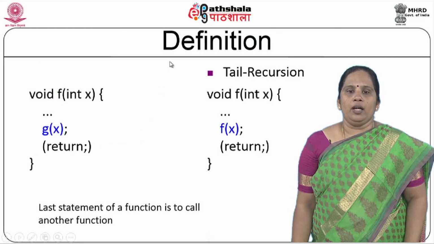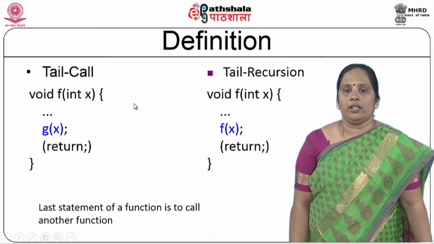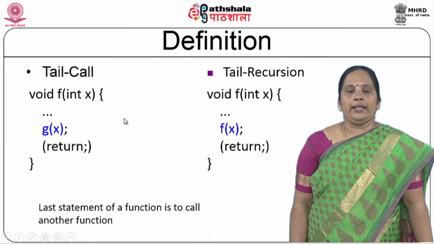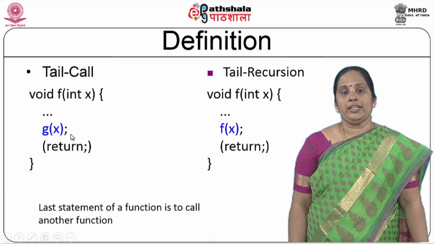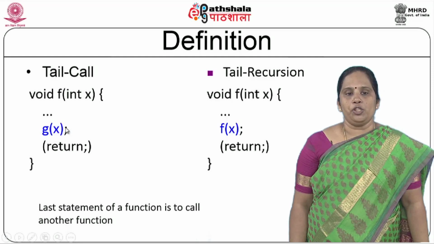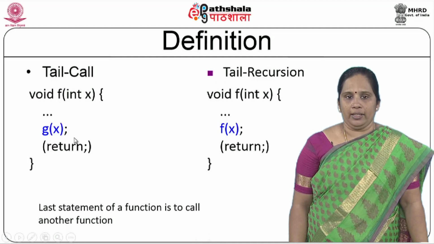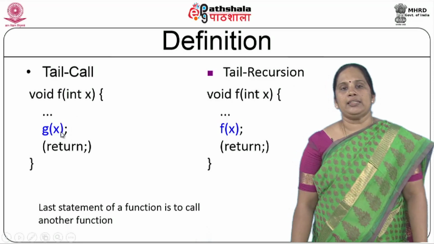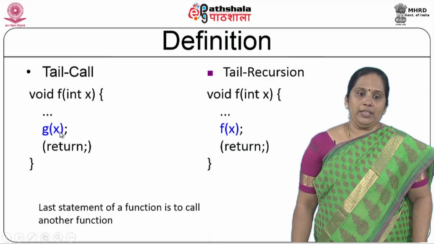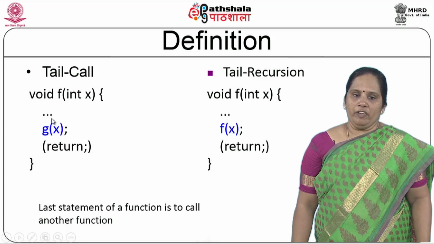For example, we have a concept called tail call as well as tail recursion. A tail call and a tail recursion differ only slightly. Here, a tail call is where you have a function f, and the last but one statement is g of x, which is trying to call one more function g using the argument x, and then there is a return statement. A call is said to be a tail call if that function call happens as the last but one statement of a function, just before the return statement.